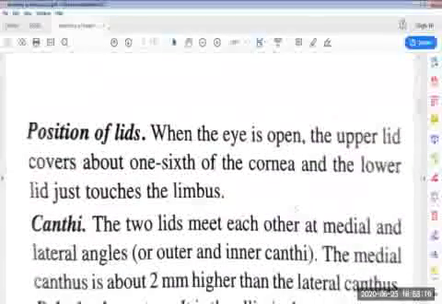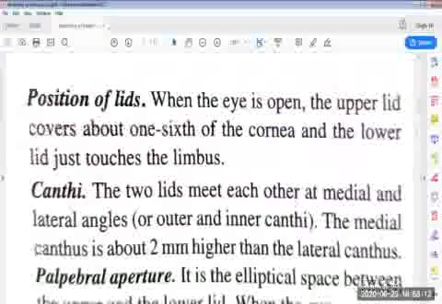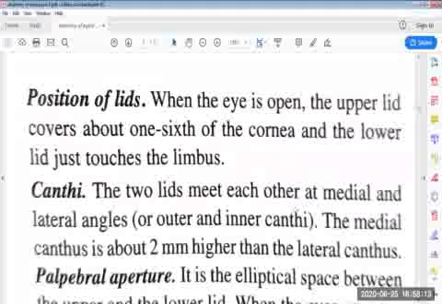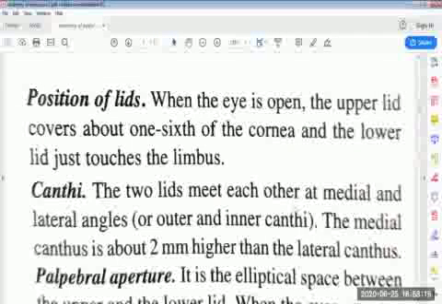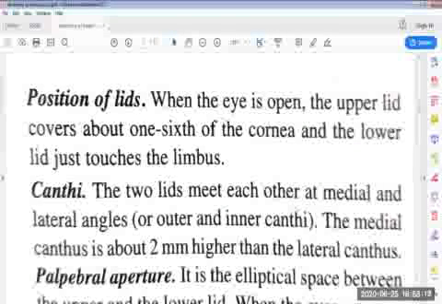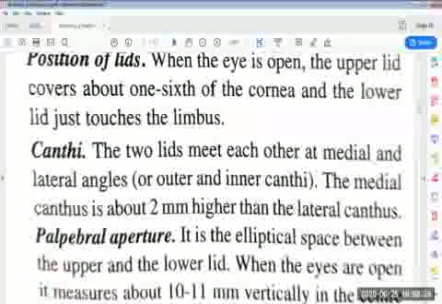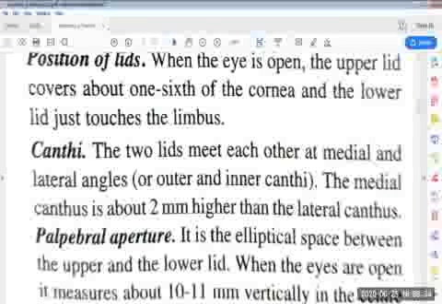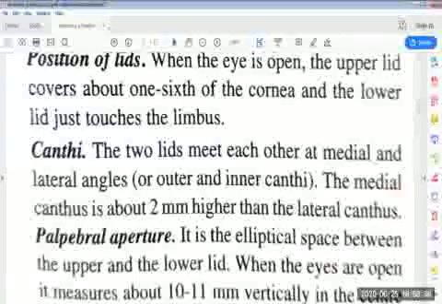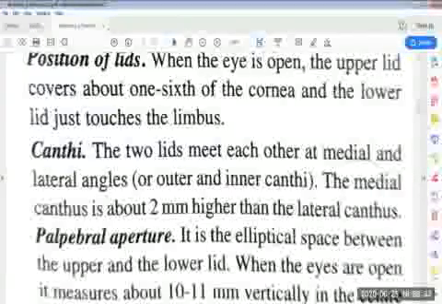Then the position of lids. When the eye is open, the upper lid covers about 1/6 of the cornea and the lower lid just touches the limbus. Then canthi. What is canthi? The two lids meet each other at medial and lateral angles, which are known as the outer canthus and the inner canthus. The medial canthus is about 2 millimeter higher than the lateral canthus.